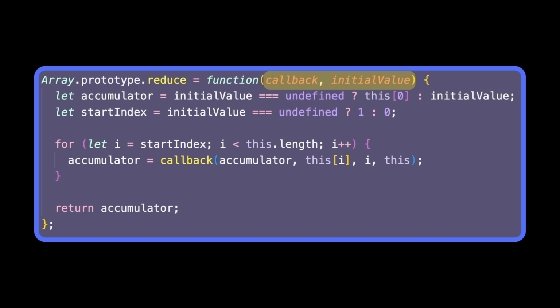This initial value is used to assign a default value to the accumulator. The initial value parameter is optional. If it is present, then initial value is assigned to accumulator. Otherwise, the default value of the accumulator becomes the first element in the array. And also, if the initial value is present, then the iteration starts from the first element. Otherwise, the iteration starts from the second element, because the first element is already used as the value of the accumulator. So the first iteration is skipped.